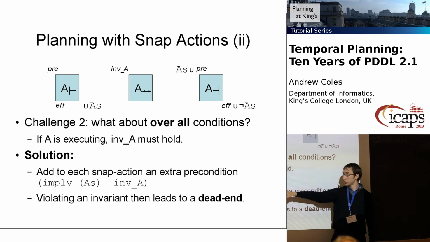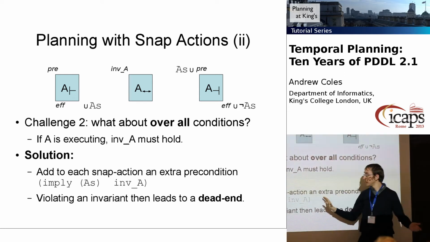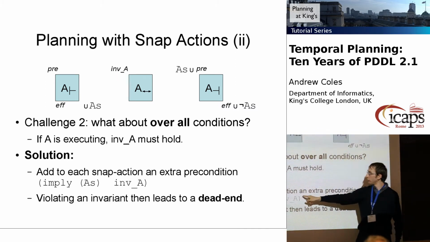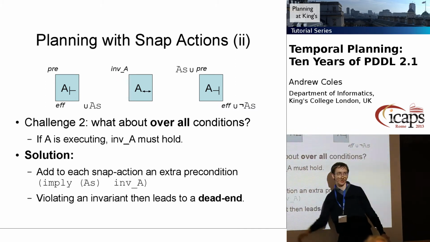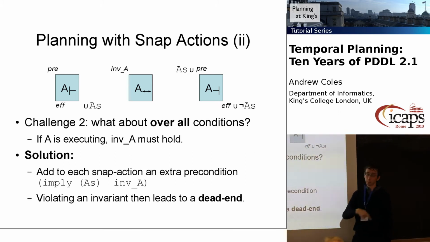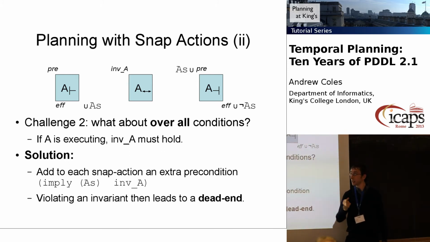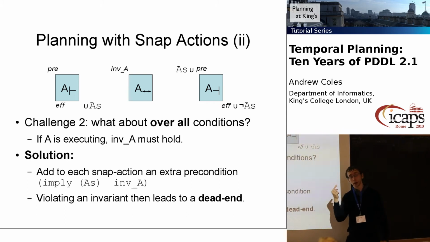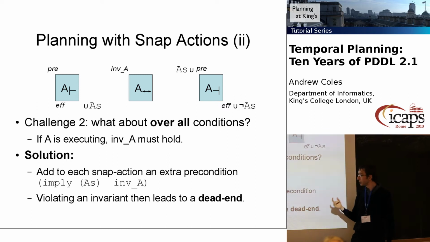Now, if A wasn't executing, then ex falso quodlibet, we wouldn't care what the value of inv A is. We only care that this is true if AS is true. The effect of doing this would be that if we apply an action which takes us to a state in which the invariant A wasn't true and A is executing, then we reach a dead end.